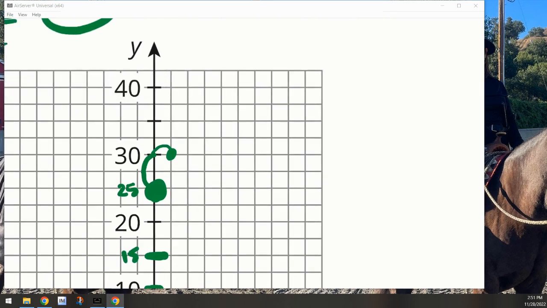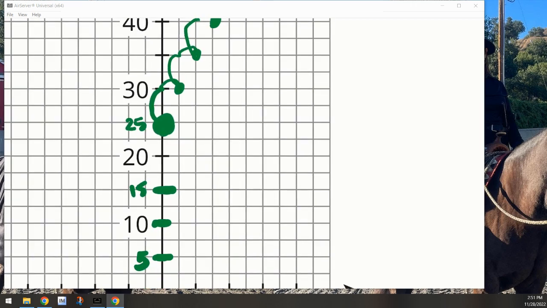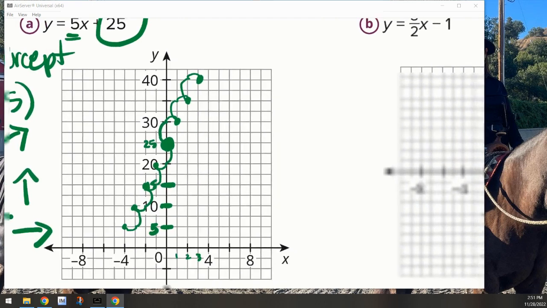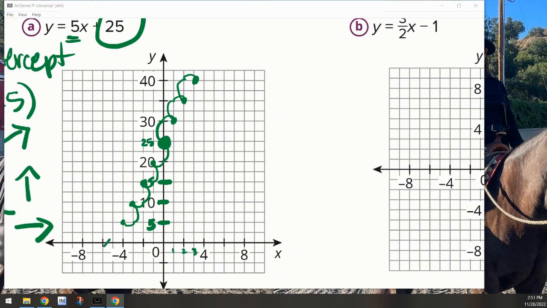Again, I'm going to do it again. So I go up 5, I go over 1. I go up 5, I go over 1. Now, could I have gone down 5 and over 1? Sure thing. Down 5, over 1, and again. It doesn't matter. Now, you just connect the dots with the straight edge.